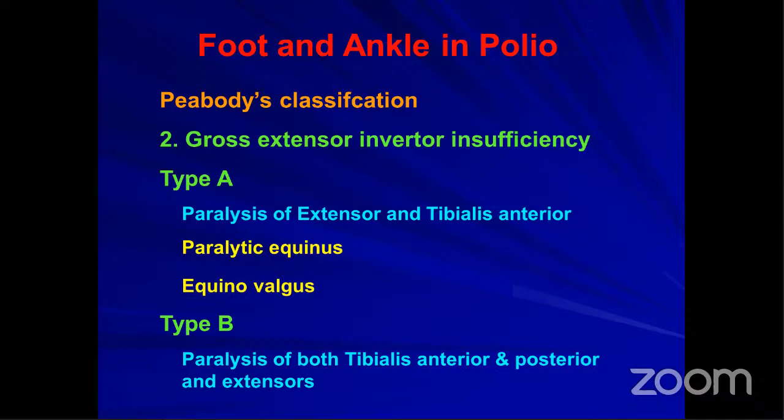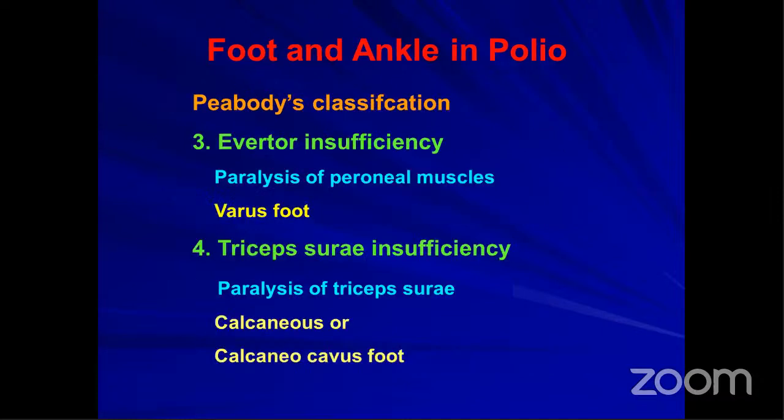And that's all. In type B, if both the inverters are gone, tibialis anterior and tibialis posterior, you have a valgus component of the deformity. So that's what you have in the type B, the gross inverter-everter insufficiency. The third category is the everter insufficiency. If you have everter insufficiency, you have varus of the foot. And the last is triceps surae insufficiency, which I mentioned is the powerhouse for your walking. If it is paralyzed, you have a calcaneus or a calcaneocavus foot.